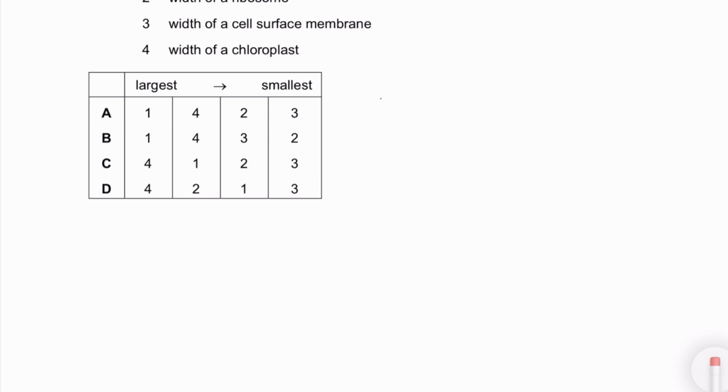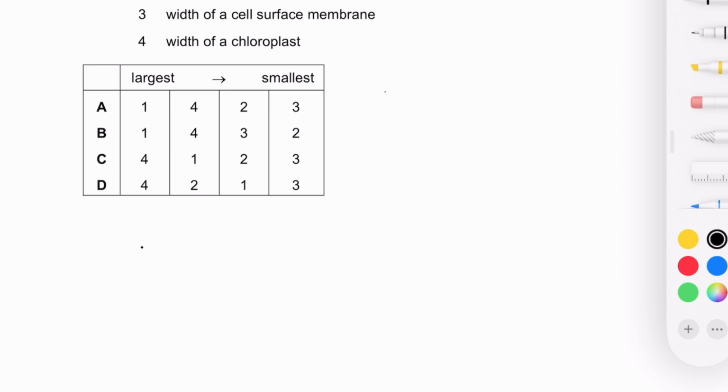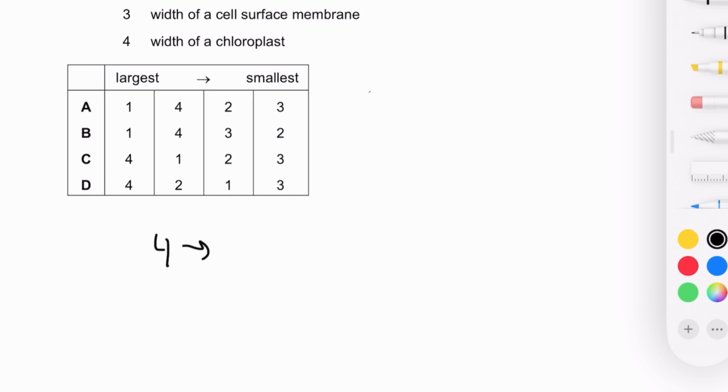Now let's go ahead and check out question number 1. Which row shows the correct order of sizes of these cell structures? Width of mitochondria and width of ribosome, width of cell surface membrane, width of chloroplast. Well, the chloroplast is definitely the biggest structure here. So that's 4. And then mitochondrion, and then ribosome, and then cell surface membrane.